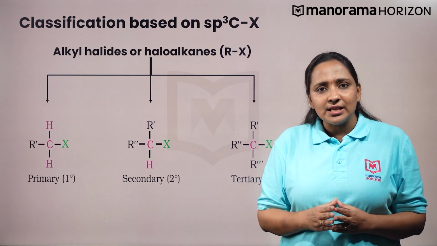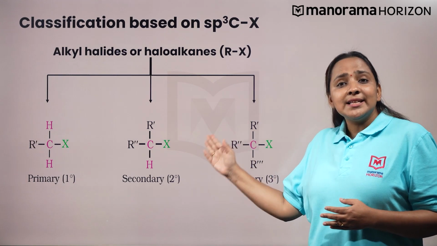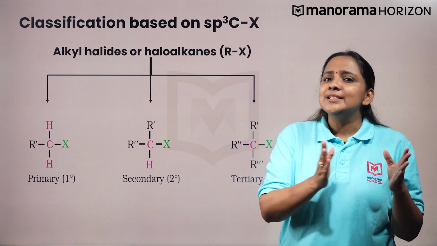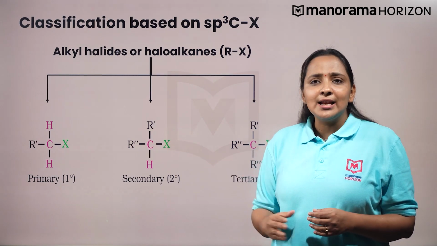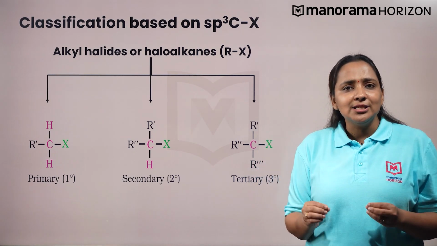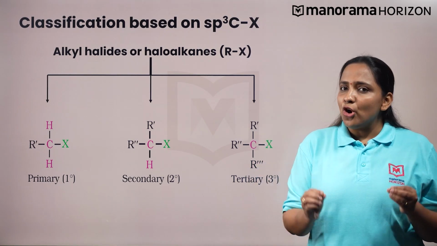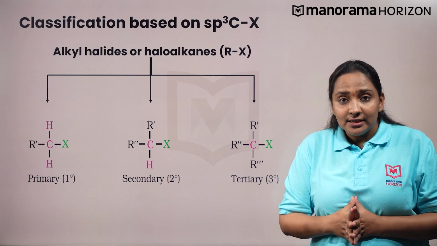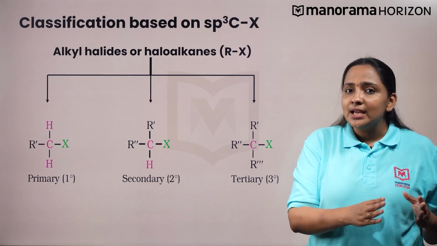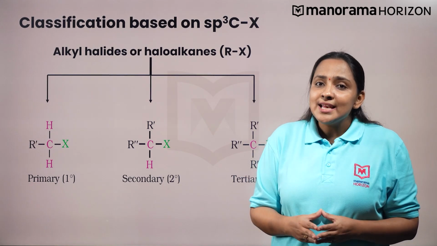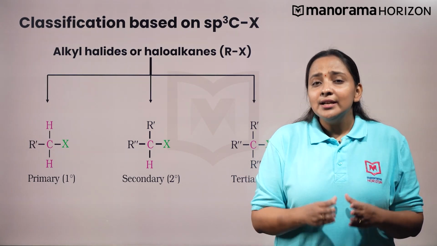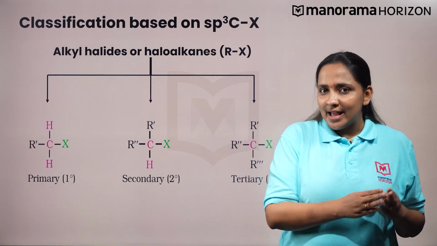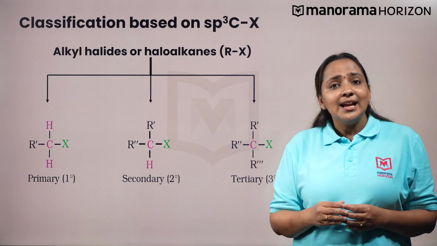They are further classified into primary, secondary and tertiary depending upon the nature of the carbon to which the halogen is attached. The first one is primary alkyl halide. If the halogen is attached to a primary carbon atom, then it is called a primary alkyl halide. The second one is secondary alkyl halide. If the halogen is attached to a secondary carbon atom, then it is called a secondary alkyl halide. And the last one is the tertiary alkyl halide. If the halogen is attached to a tertiary carbon atom, it is called a tertiary alkyl halide.